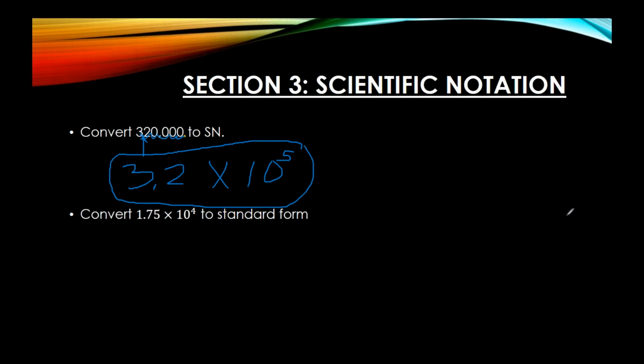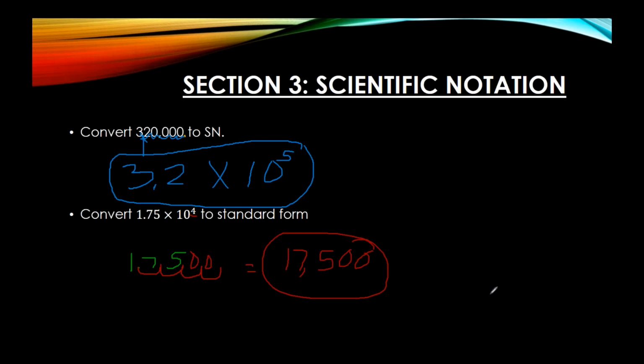Now, going the other direction, I have 1.75 times 10 to the fourth. The exponent tells you how many positions to move your decimal. Because it's positive, that means my number's getting bigger. If my number's getting bigger, that means my decimal point needs to move to the right. 1, 2, 3, 4. If I've got nothing in these, I call them humps. I've got empty humps. They become zeros. So this is really 17,500 in standard form.